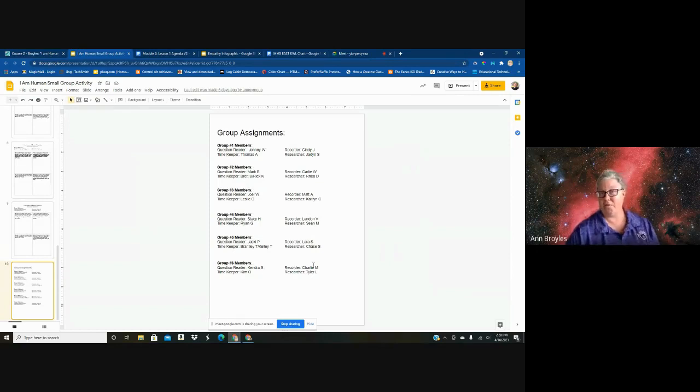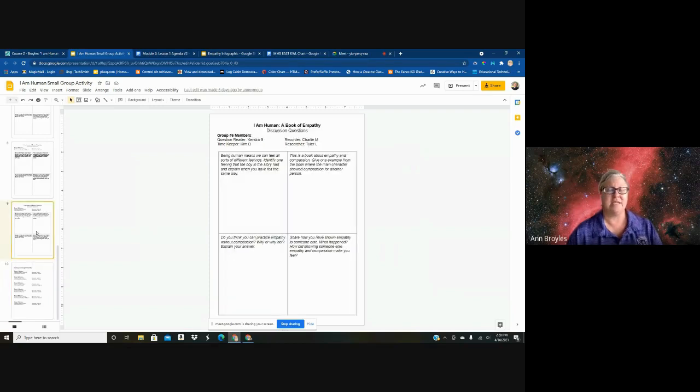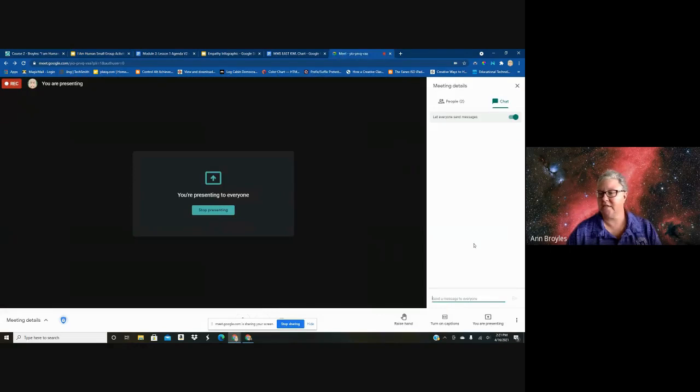Now, when I open the Google Meet, you will automatically go to your group, and it's going to be really important that everyone keeps their cameras on and their mics on so that you can talk and share together. And then you will answer on your slides. And as soon as I open the Meet and the timekeeper gets in there, start that timer. All right. Any other questions in the chat? No, it looks like we're good.